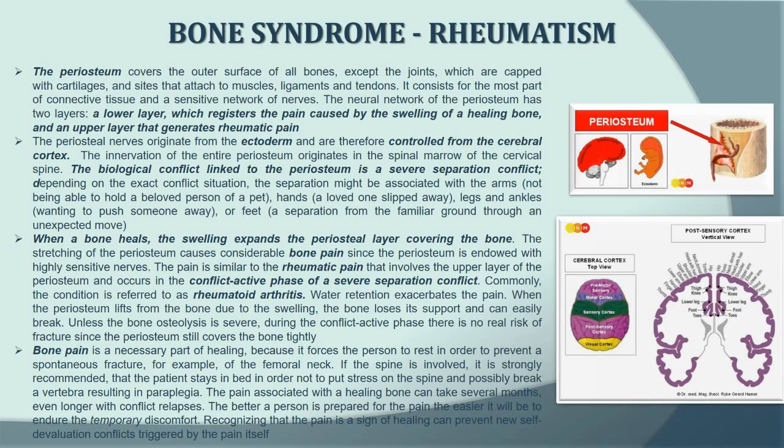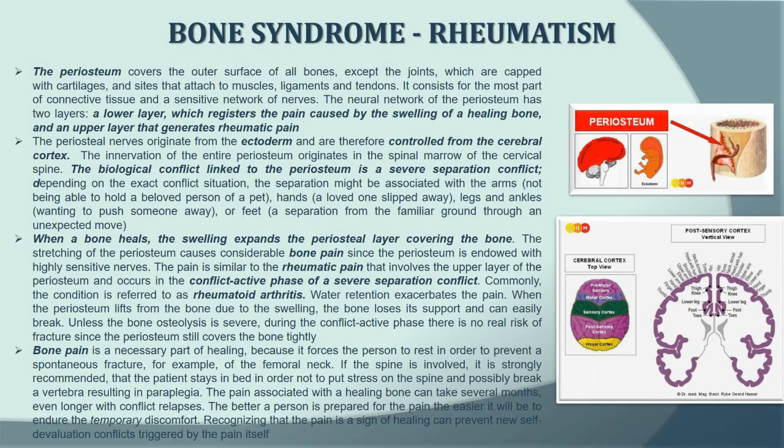The neural network of the periosteum has two layers, a lower layer which registers the pain caused by the swelling of a healing bone, and an upper layer that generates rheumatic pain. The periosteal nerves originate from the ectoderm and are therefore controlled from your cerebral cortex.